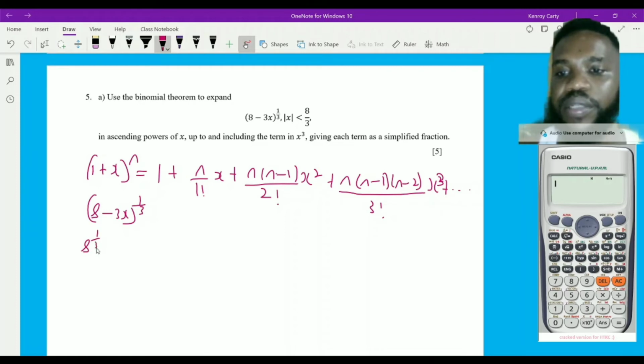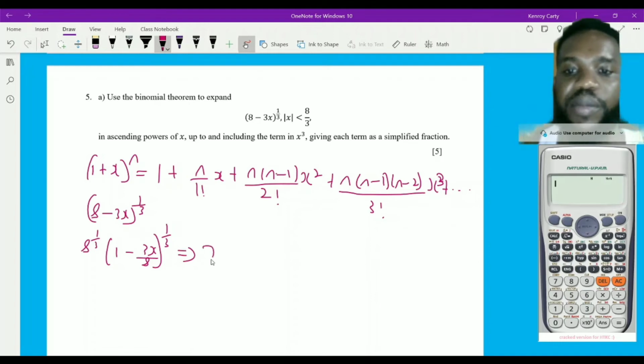So I'm going to have 8 to the 1/3, and I'm going to have to divide each thing in the bracket by 8. So 8 into 8 will become 1, so I don't have to show the division for the process, right? So we understand it. 8 into 8 is 1, and 8 into this would be 3x over 8. And of course, this is raised to the 1/3. Now, 8 to the 1/3 is 2.